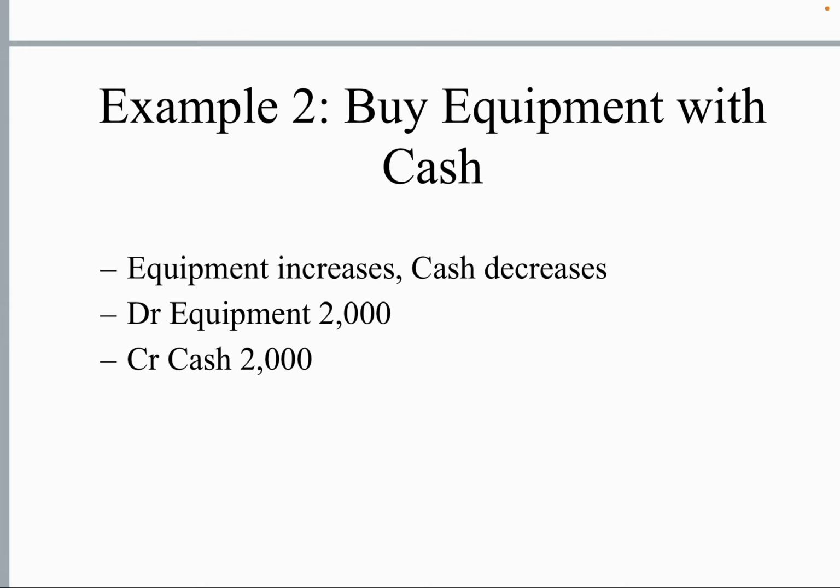Example 2. Buy equipment with cash. Now let's try another one. The company buys equipment for 2,000 cash. Equipment goes up, debit. Cash goes down, credit. Journal entry. Debit equipment 2,000. Credit cash 2,000.